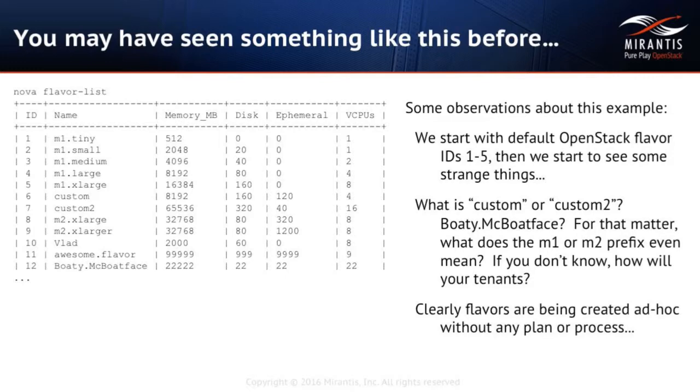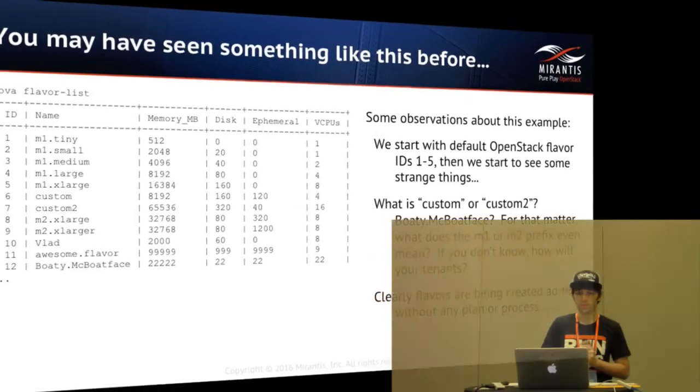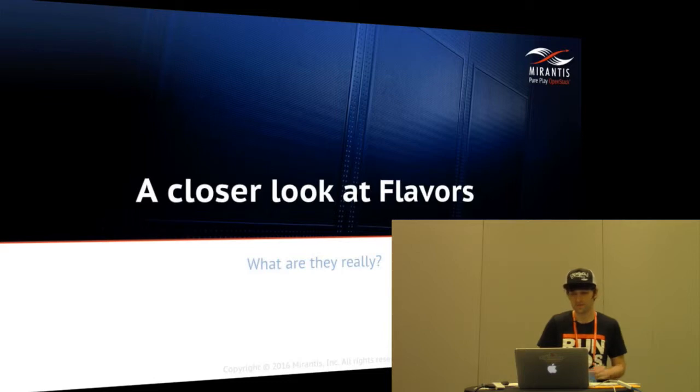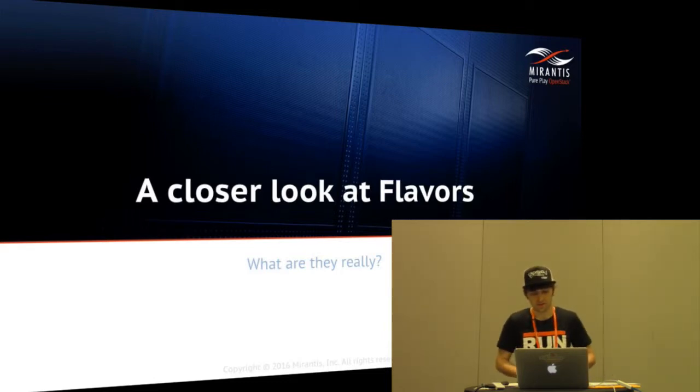So what's going on here? Well, I think the main problem we see here, in this production environment, is that there are operators who are really defining their flavors ad hoc, and they don't really have a plan or process in place to manage those. So we'll talk a little bit about what that plan or process might look like. But first, let's just do a quick overview of our Nova flavors.